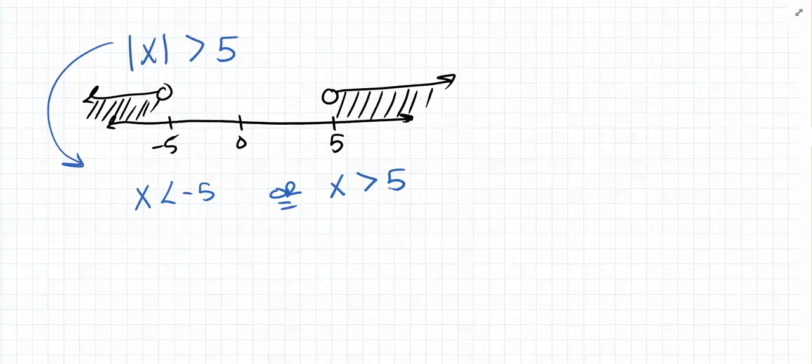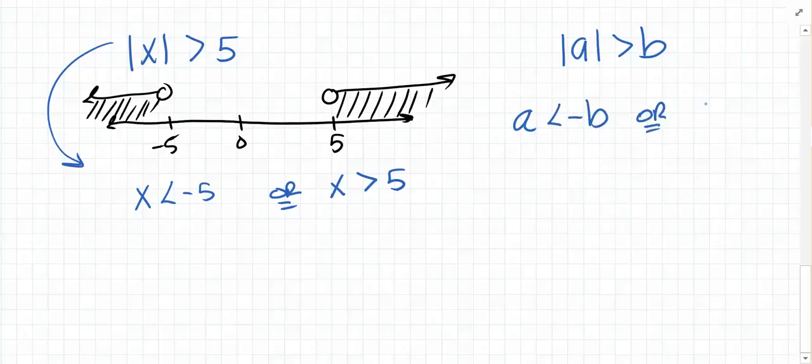So in general, if I have the absolute value of a is greater than b, how do I deal with it? What two compound inequalities can I write? It's written for you right there on the page. So it'd be a is less than negative b, or a is greater than positive b. Very good. And that's how we deal with it. All right? And that's the reason why we deal with it.